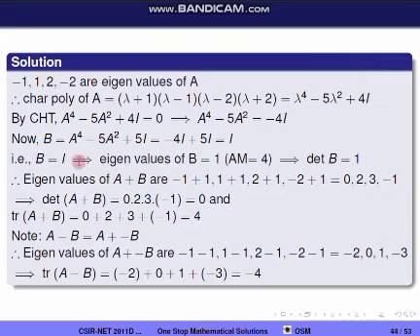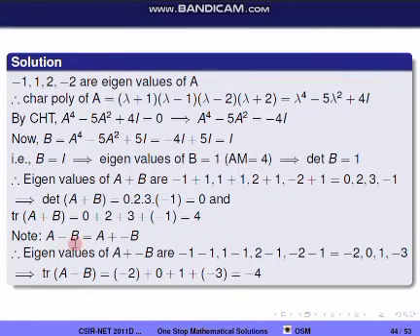Since identity matrix commutes with every matrix, we can say eigenvalues of A plus B are eigenvalues of A plus eigenvalues of B. So this is equal to -1 plus 1, 1 plus 1, 2 plus 1, -2 plus 1. That is, eigenvalues of A plus B are 0, 2, 3, -1. Therefore determinant of A plus B is equal to product of these eigenvalues, which is equal to 0, and trace of A plus B is equal to sum of eigenvalues. So take its sum, this is equal to 4.